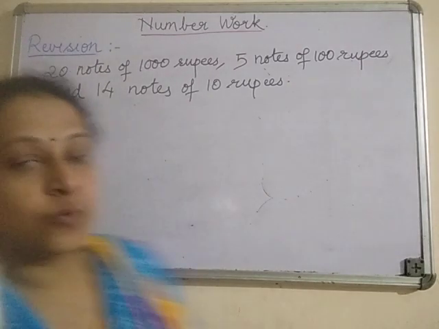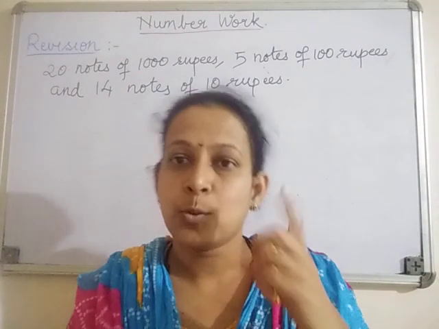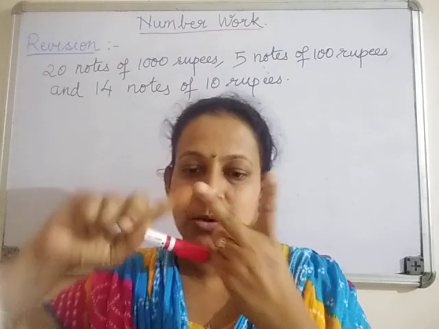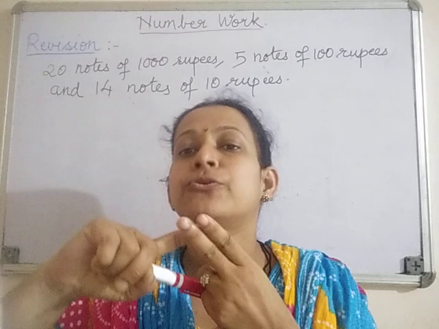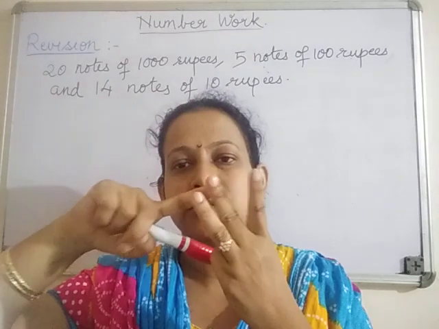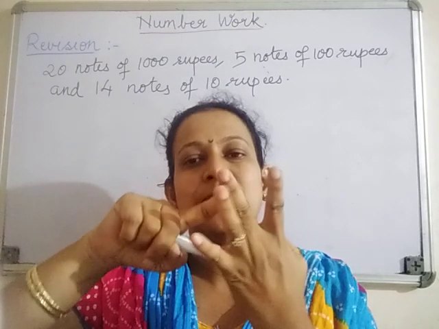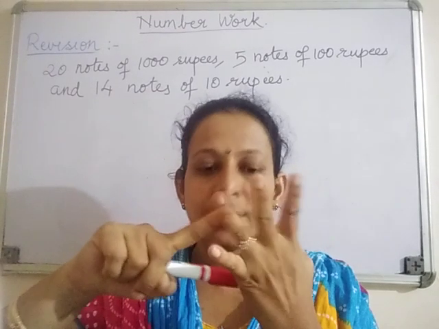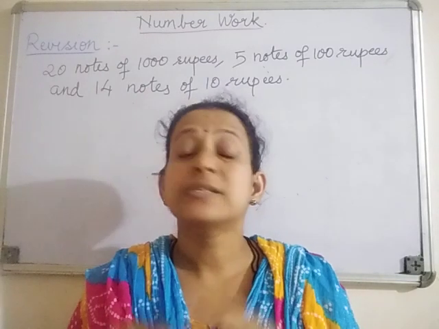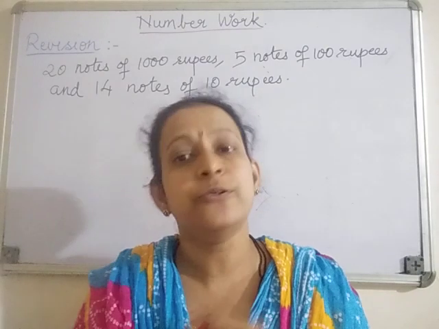So 20 notes of 1000. Now for example, you have one note of 1000. So it will be how much? It will be 1000. If there are two notes of 1000, you will count it as 1000 plus 1000, it will become 2000. Correct enough? Then again one more note. Three notes will be 1000 plus 1000, 2000 plus 1000, 3000. Then 3000 plus 1000, 4000. So like that you are going to read? No, because it will take a lot of time. So instead of counting that many times, you have to multiply them.